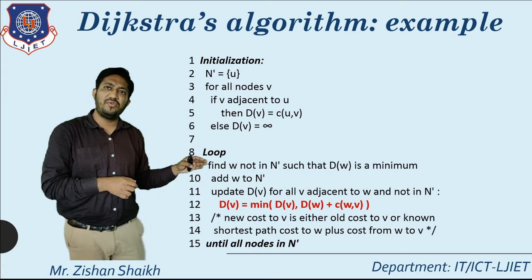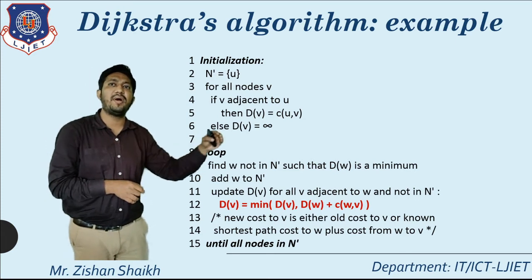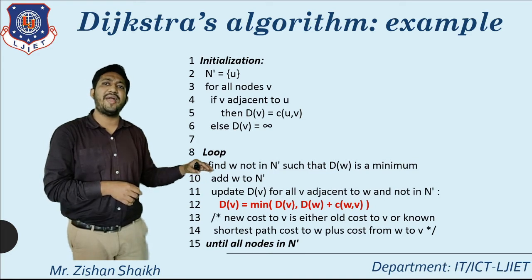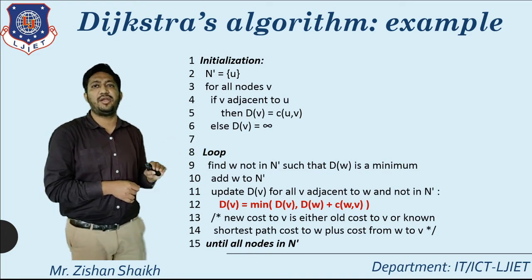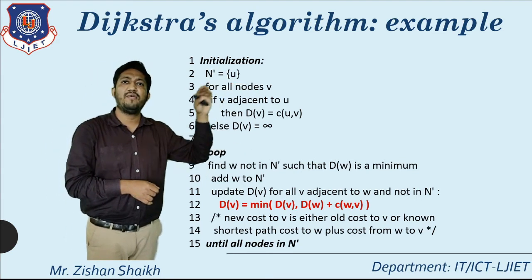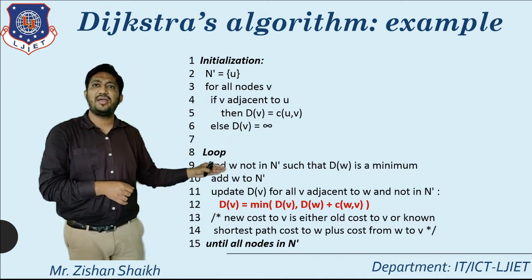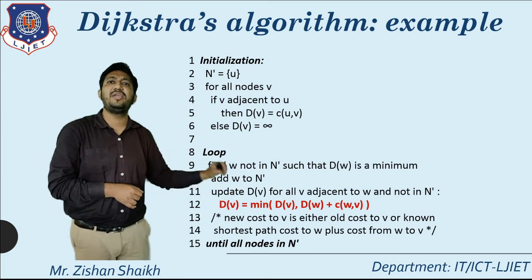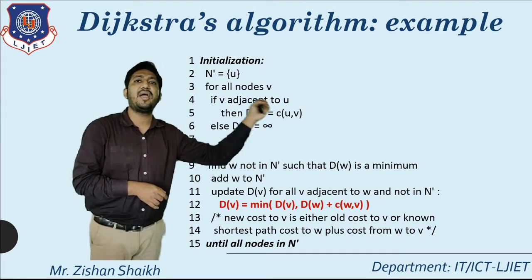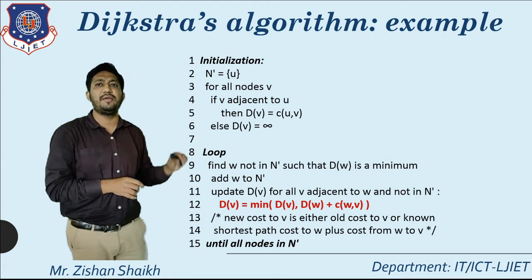Now next, if we are not getting the destination value directly, then we have to calculate hop by hop. For that the following steps are used. We have to find W. W is our intermediate node in N dash. N dash is our set of particular nodes from where we can reach the particular destination. So here we add W to N dash and update our D of V. Here D of V is for our adjacent node from where we can reach N dash.